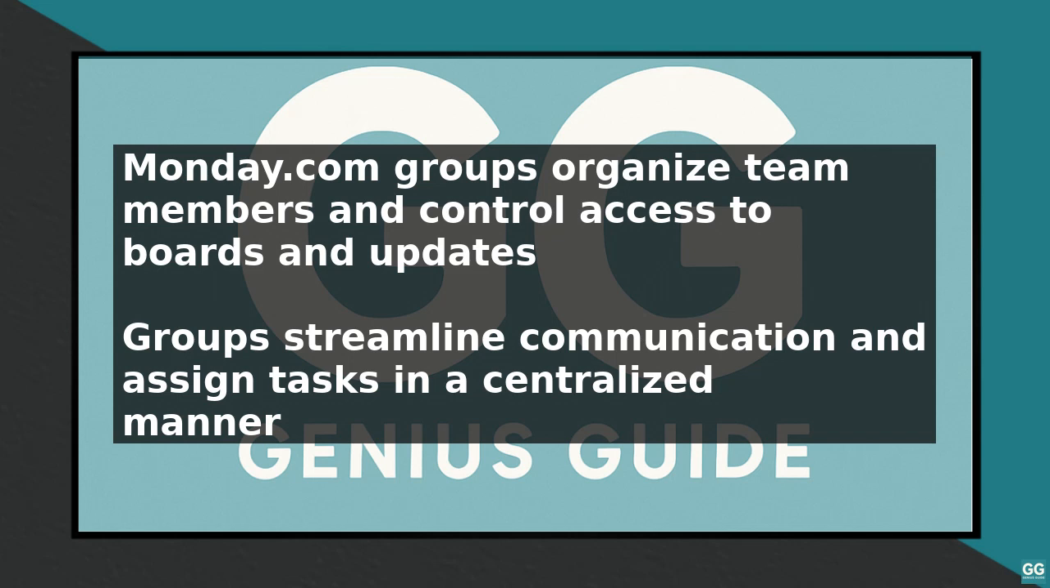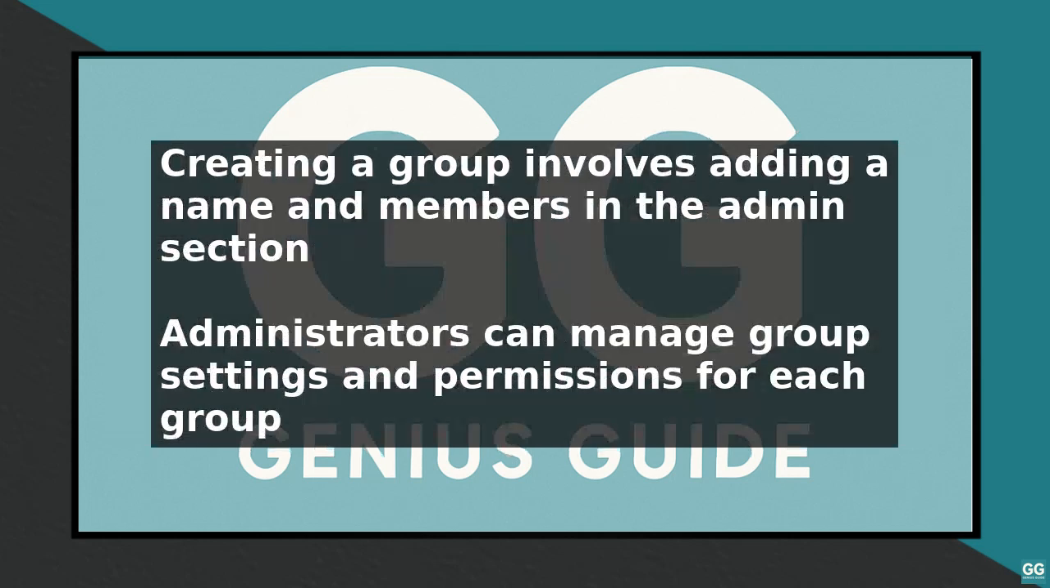First, create a new group by going to the admin section and clicking on Groups. Here, you can add a group name, description, and members. You can also assign administrators to manage the group settings and permissions.